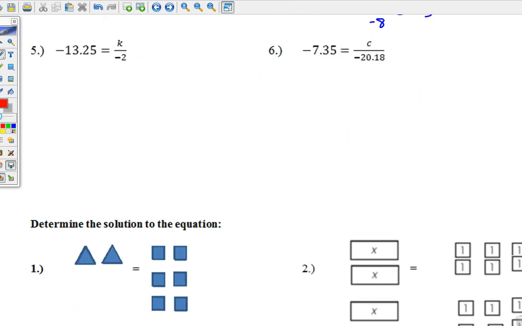Number 5, here's what we need to do for number 5. We have k divided by negative 2. So the opposite of dividing by negative 2 is multiplying by negative 2. When you do the math there, you get negative 26.5.